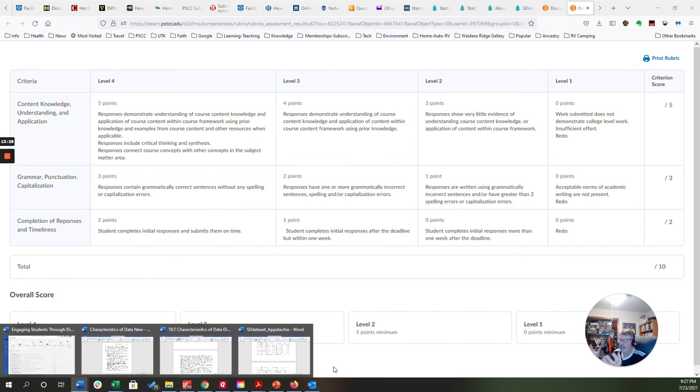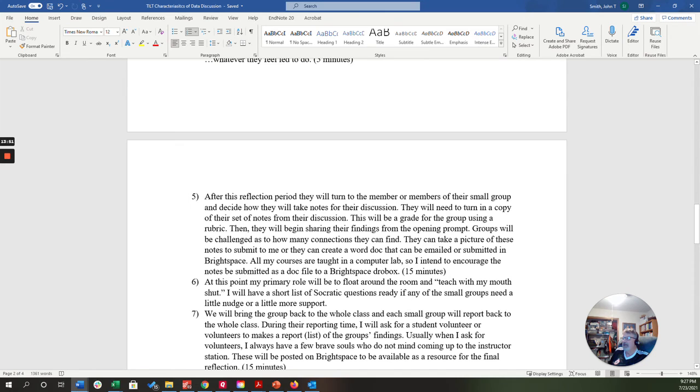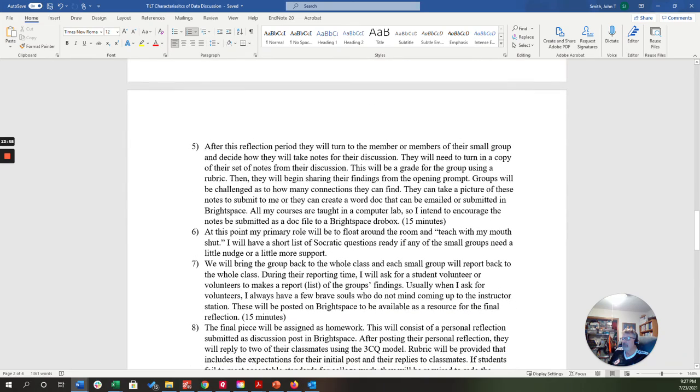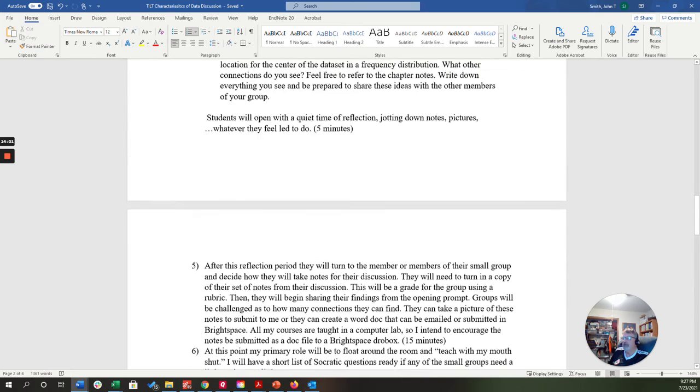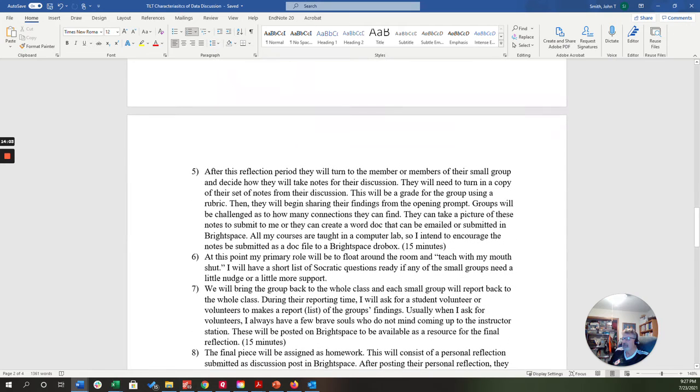I want them to learn how to depend on each other early. If I get somebody that just does not contribute to the group at all, that's something that I may have to handle. I still haven't decided how to handle that. I'm hoping I'm able to prevent that from happening. So let's go back. Where was I? After the reflection period, they will, oh, okay, I got ahead of myself. They don't have to turn anything in yet.